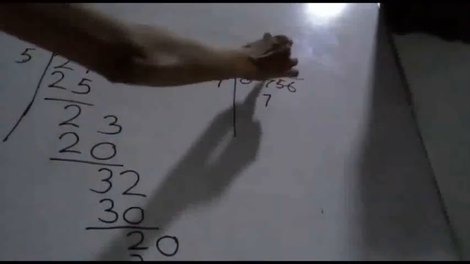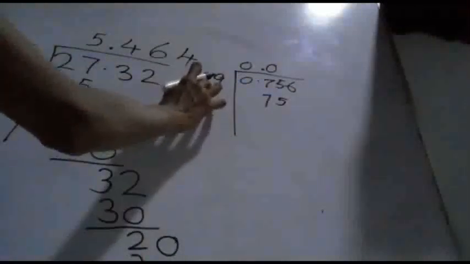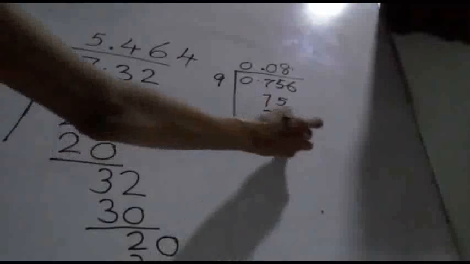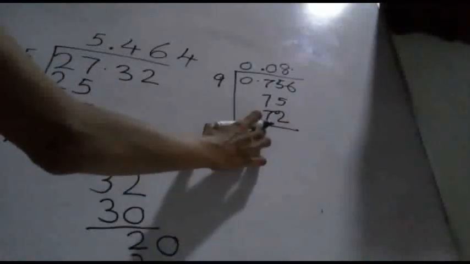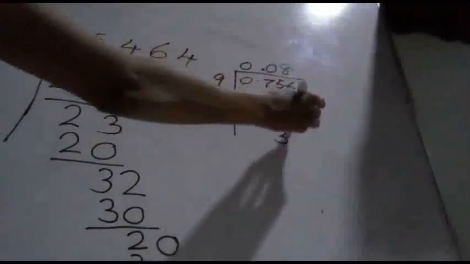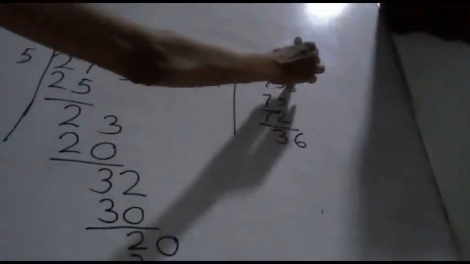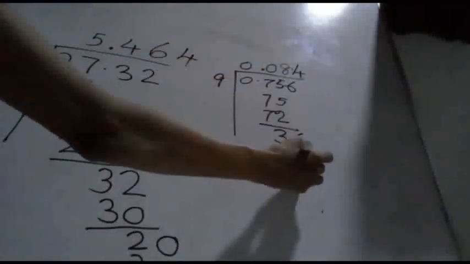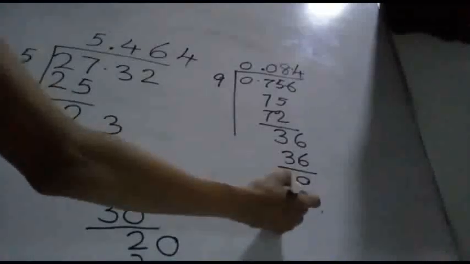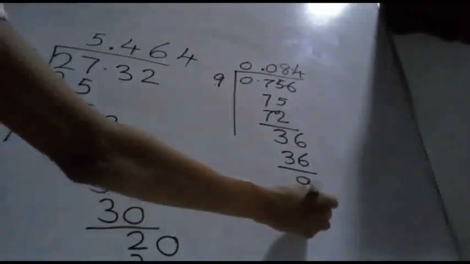We write 0. We write this 5 here. 9 times 8 is equal to 72. 72 is subtracted from 75. 3. We write this 6 here. 9 times 4 is equal to 36. 36 is subtracted from 36. Answer 0. Answer is 0.084.